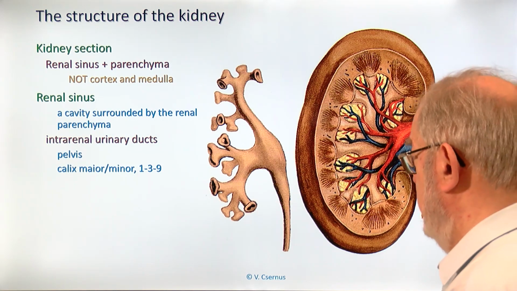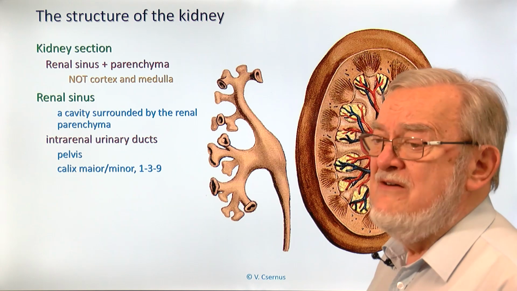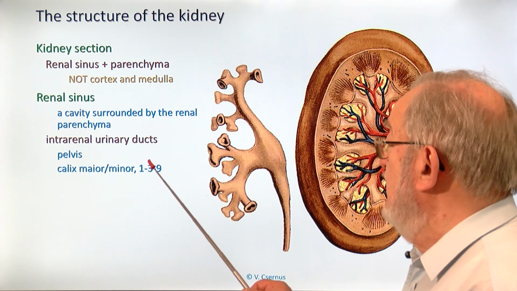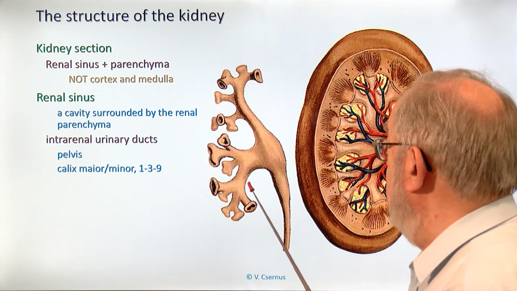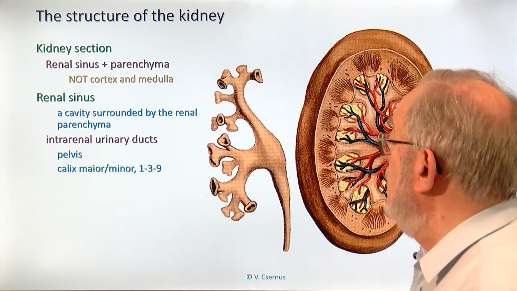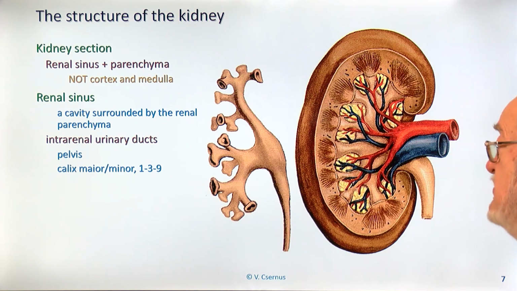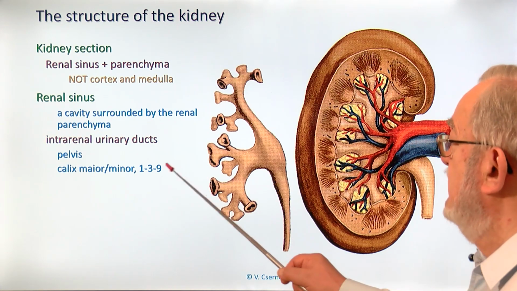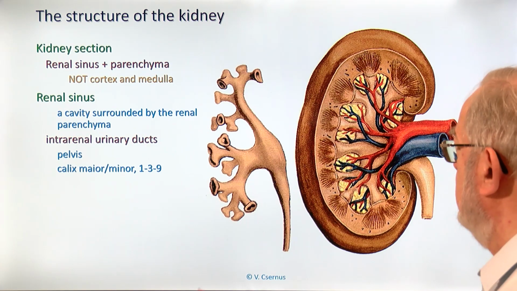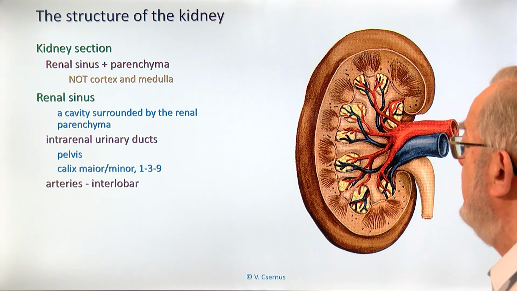It's very variable individually, but on average we can say we have one pelvis, three major calyxes, and three minor calyxes connected to each major calyx. So it makes a total of 9 minor calyxes. Once again, the real number is very variable. This is just a kind of rule of thumb.